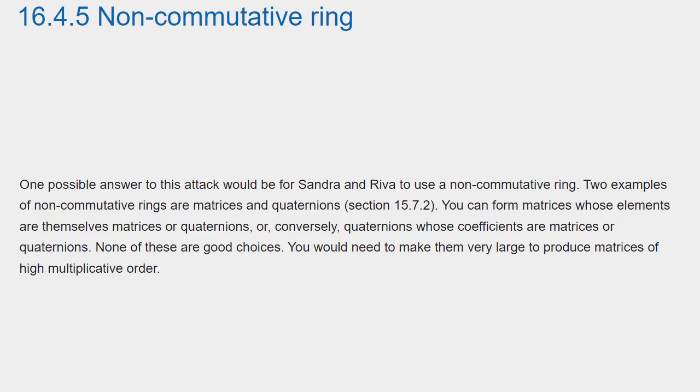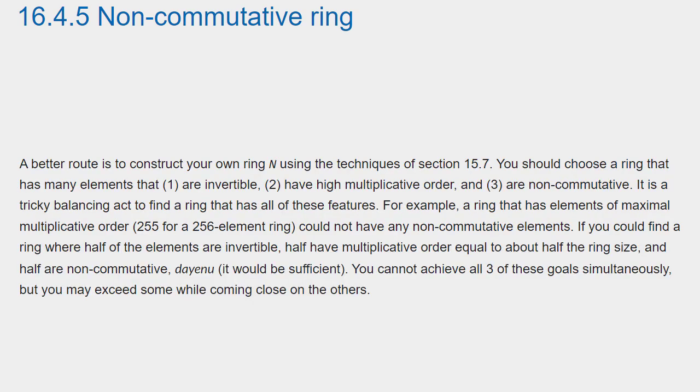One possible answer to this attack would be for Sandra and Riva to use a non-commutative ring. Two examples of non-commutative rings are matrices and quaternions, section 15.7.2. You can form matrices whose elements are themselves matrices or quaternions, or, conversely, quaternions whose coefficients are matrices or quaternions. None of these are good choices. You would need to make them very large to produce matrices of high multiplicative order. A better route is to construct your own ring N using the techniques of section 15.7.